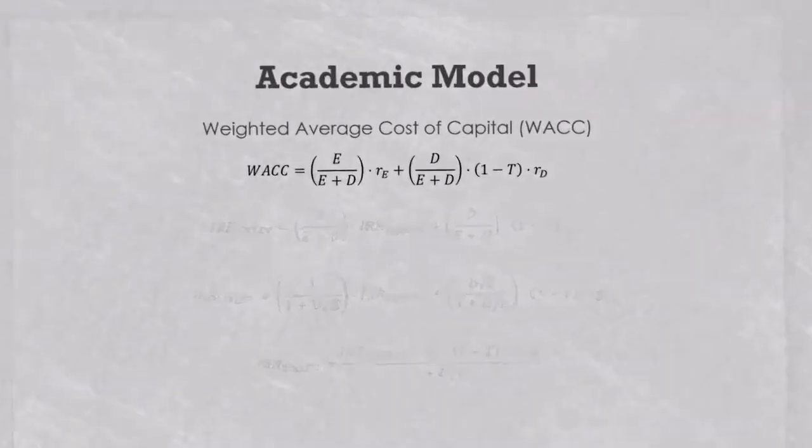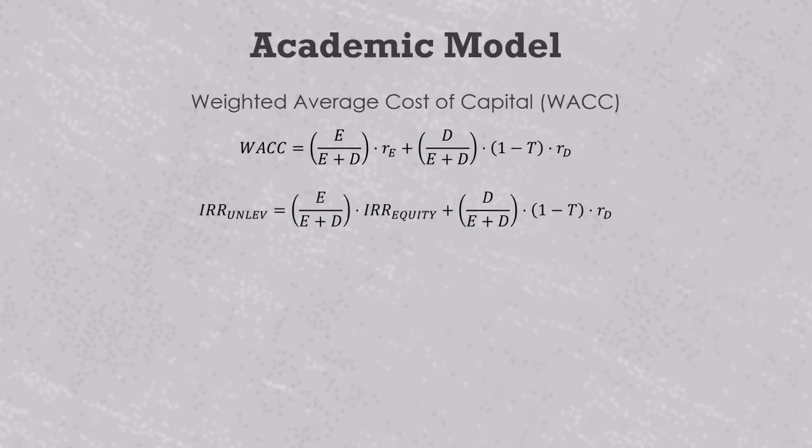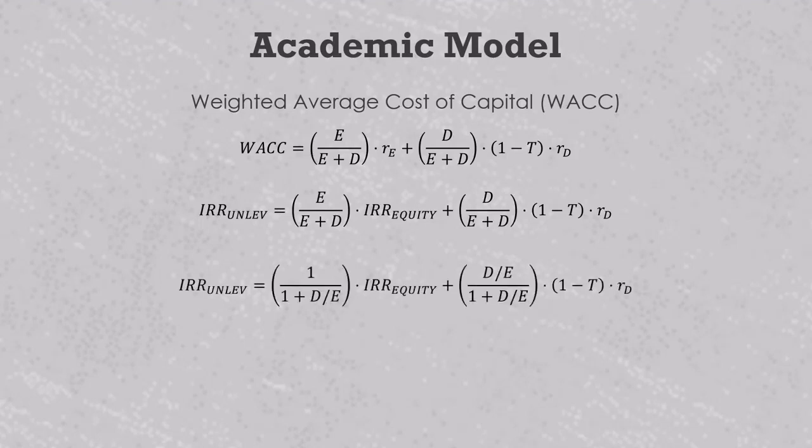Acharya's 2013 paper assumes that you could model the company and sector returns like a weighted average cost of capital. We say that the unlevered IRR is equal to the equity ratio times the equity IRR plus the debt ratio times 1 minus the corporate tax rate times the weighted average cost of debt. Next, you rearrange the equity ratio and debt ratio terms to get a common denominator as follows, and this gives us the equation that's used in the academic and industry studies.